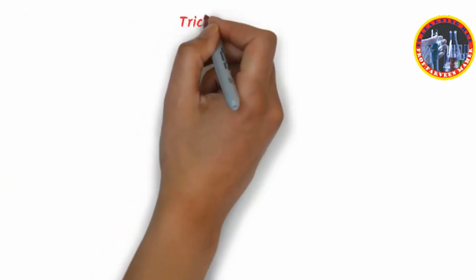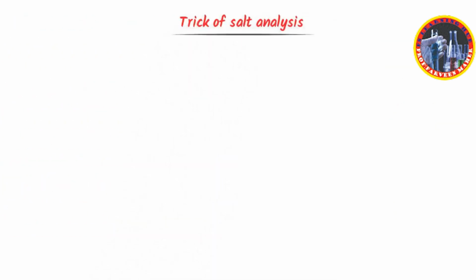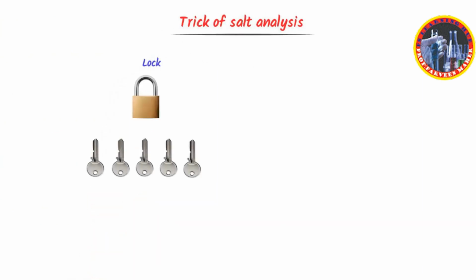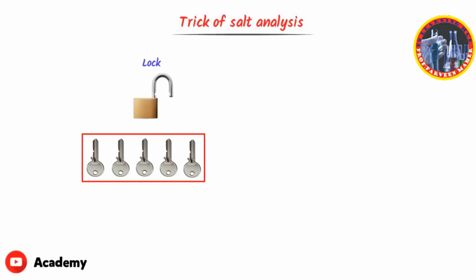Now let me teach you my personal trick of salt analysis. Consider this lock. There are 5 keys available to open this lock. I will select the first key to open the lock. If it doesn't open the lock, I will select the second key. If the second key doesn't open the lock, I will use the third key, the fourth key and the fifth key. There is 100% possibility that one out of these 5 keys will unlock the lock.